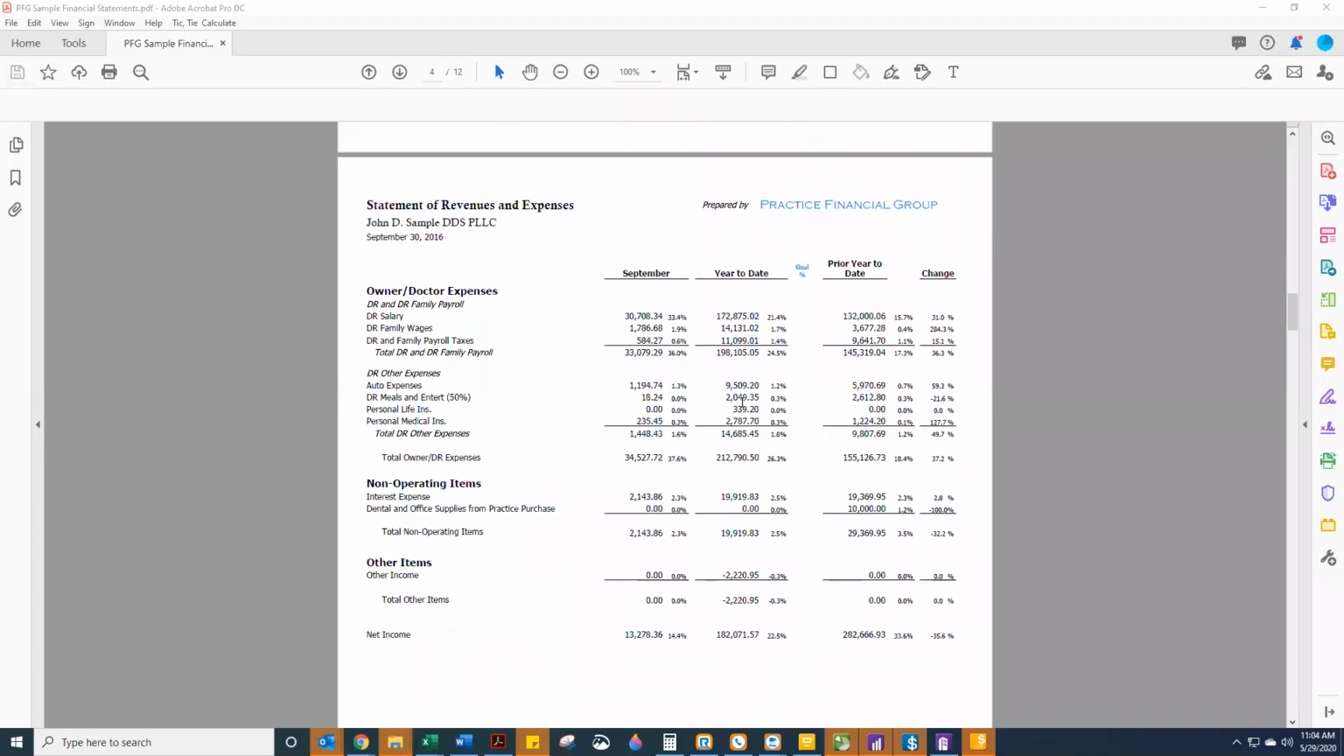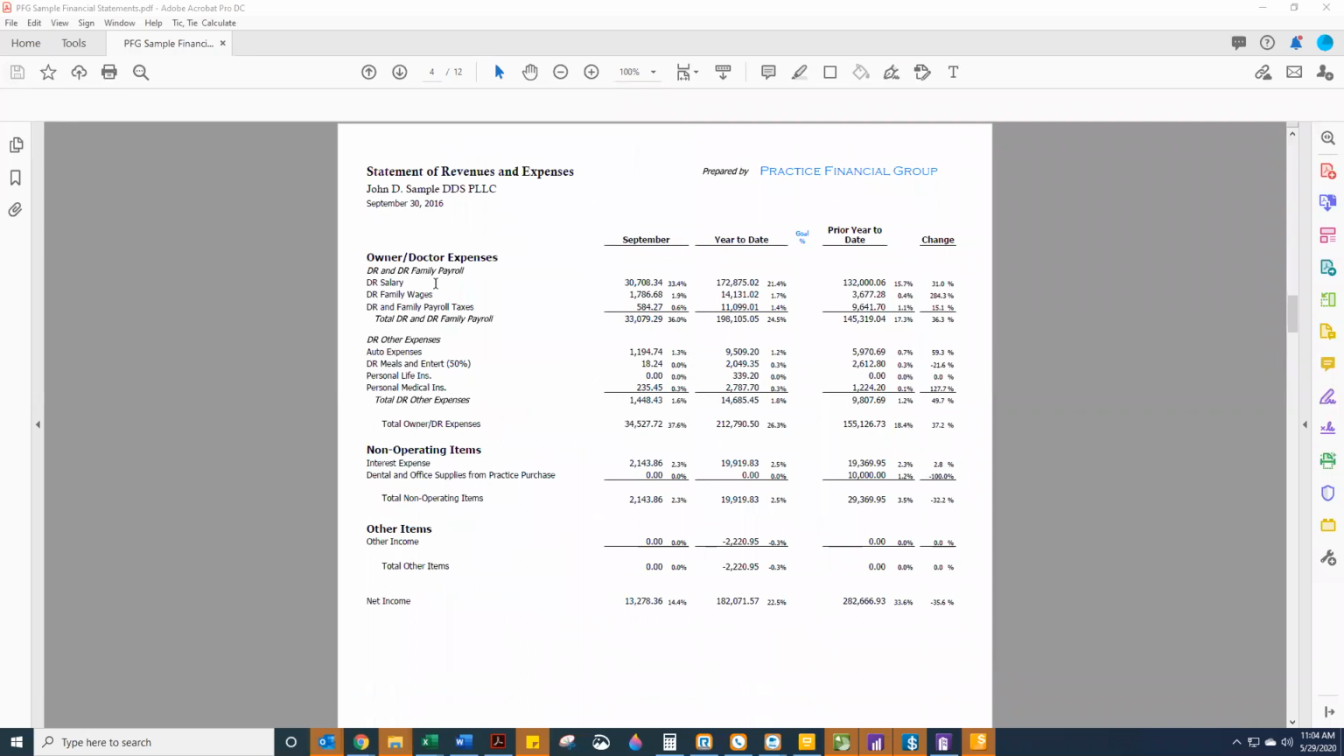Okay, let's move on. The third page of the income statement, or statement of revenues and expenses. Not a whole lot that we necessarily want you to be looking at every single month. These are any expenses that are related to you and your family that aren't considered overhead or cost to actually run your practice.